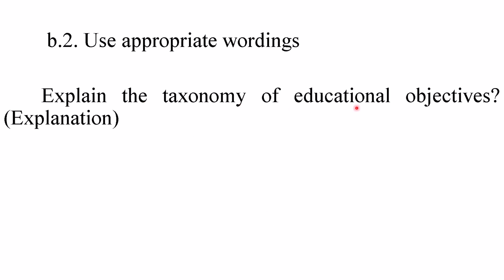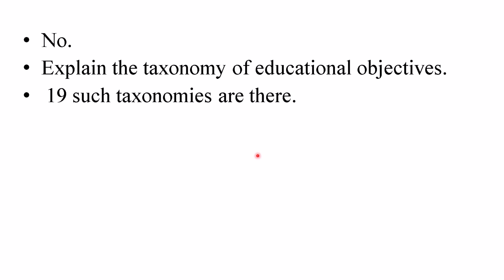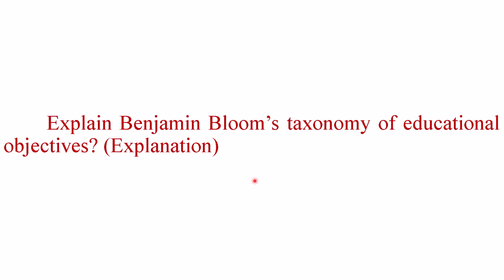Explain the taxonomy of educational objectives. Is the question right? No. So what is the problem here? If we ask this question simply, there are 19 such taxonomies. Out of the 19, Benjamin Bloom's is quite famous and widely accepted. Therefore, how to write the correct wording? Explain Benjamin Bloom's taxonomy of educational objectives. So explanation is the SIO and apply is the GIO.